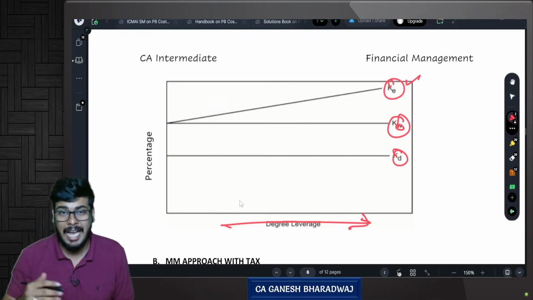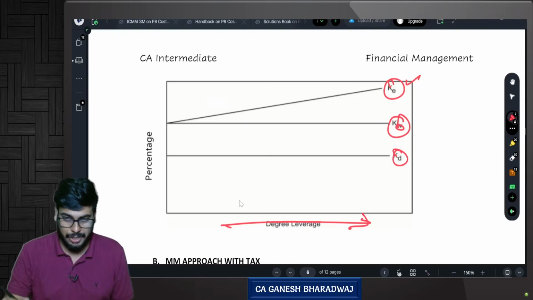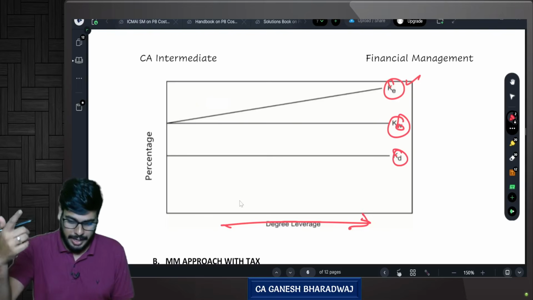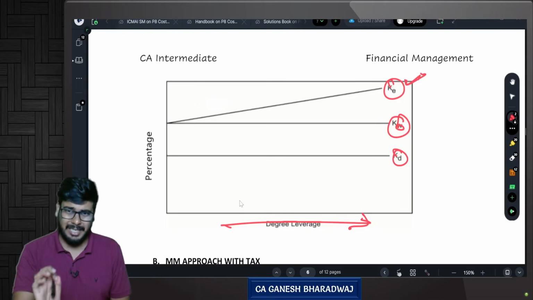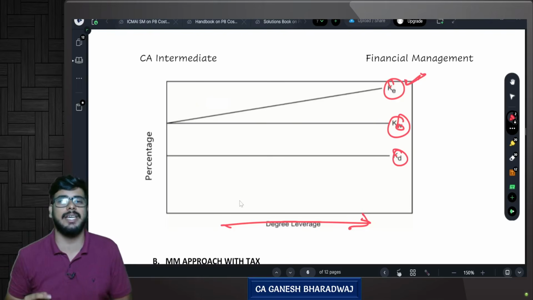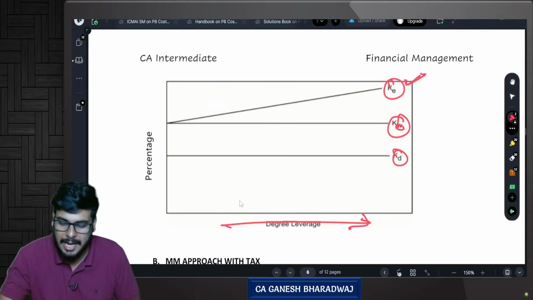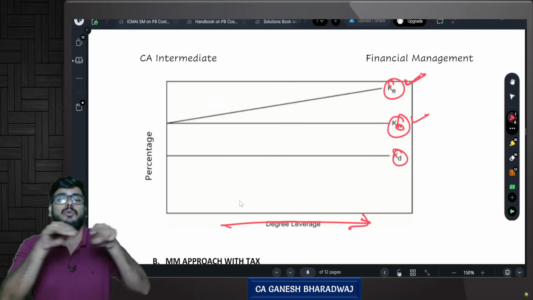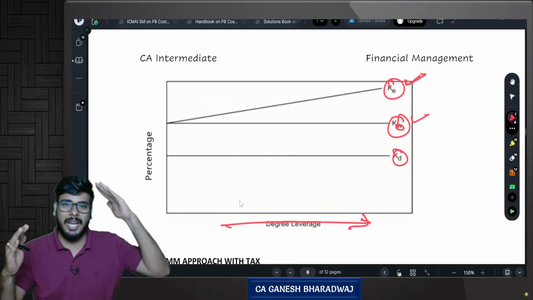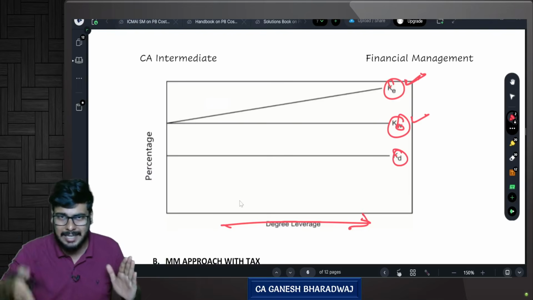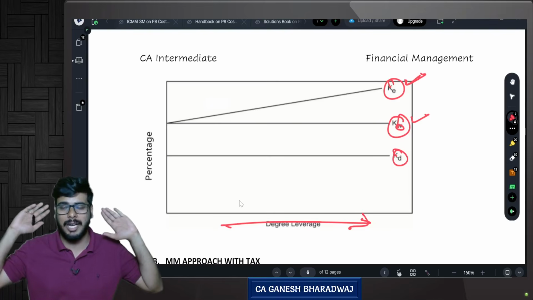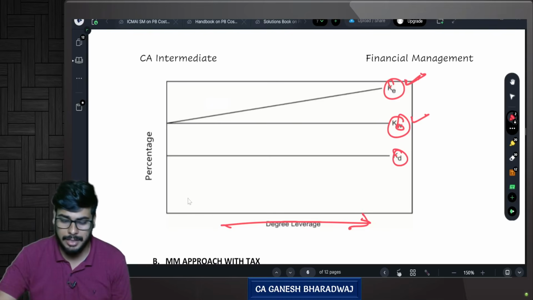Are you clear with this? And he's saying the advantage of low cost debt is getting offset by an exact increase in the KE, which actually knocks off and nullifies it and makes the KO constant as a flat line. This is what the NOI approach was saying. This is exactly what the approach without tax is also saying. Are you clear with this, guys?